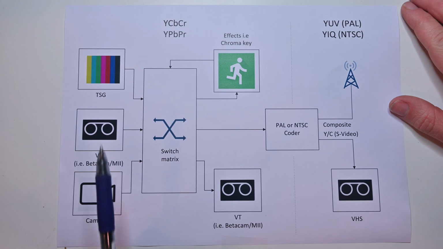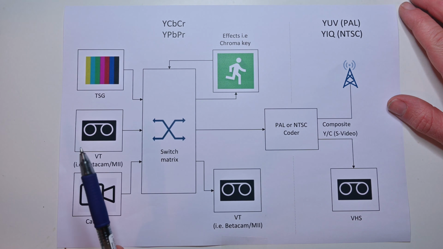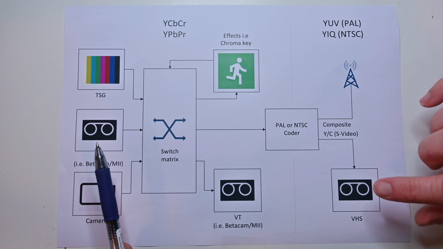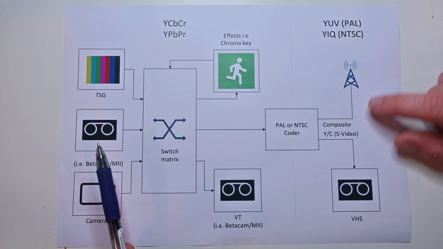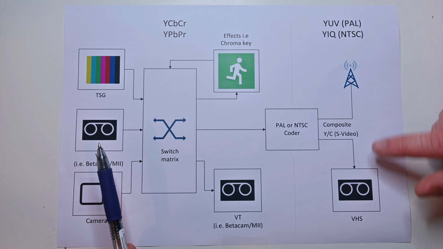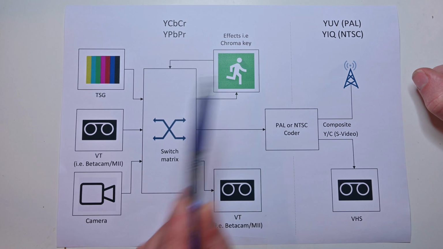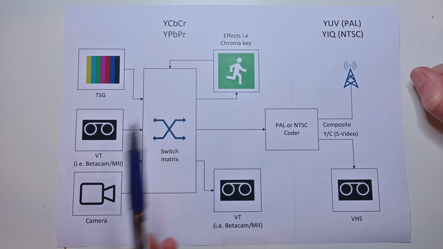I've put together a diagram here which shows how component video is likely to be used in a professional environment. Now, I'm not being specific about what kind of professional environment, but it could be one that transmits the content it produces on air, or it could be one that sells it on VHS tape. It doesn't really matter. The reasons for using component video are likely to be the same.